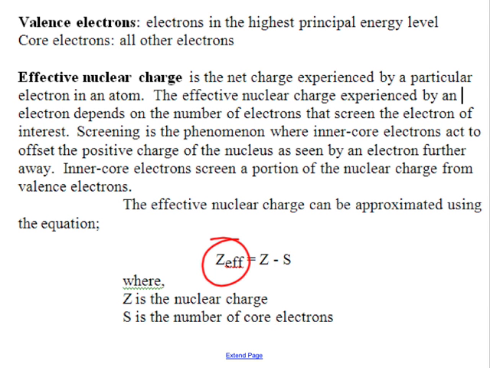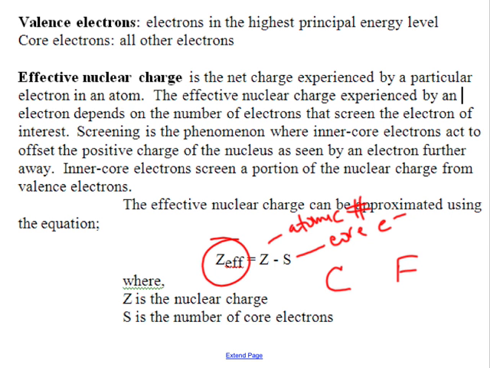Effective nuclear charge is calculated by taking the atomic number, the number of protons, minus the core electrons. What are core electrons? Say it louder. Non-valence electrons. So let's just look at 2 going across. Let's compare carbon to fluorine. Which one is smaller?